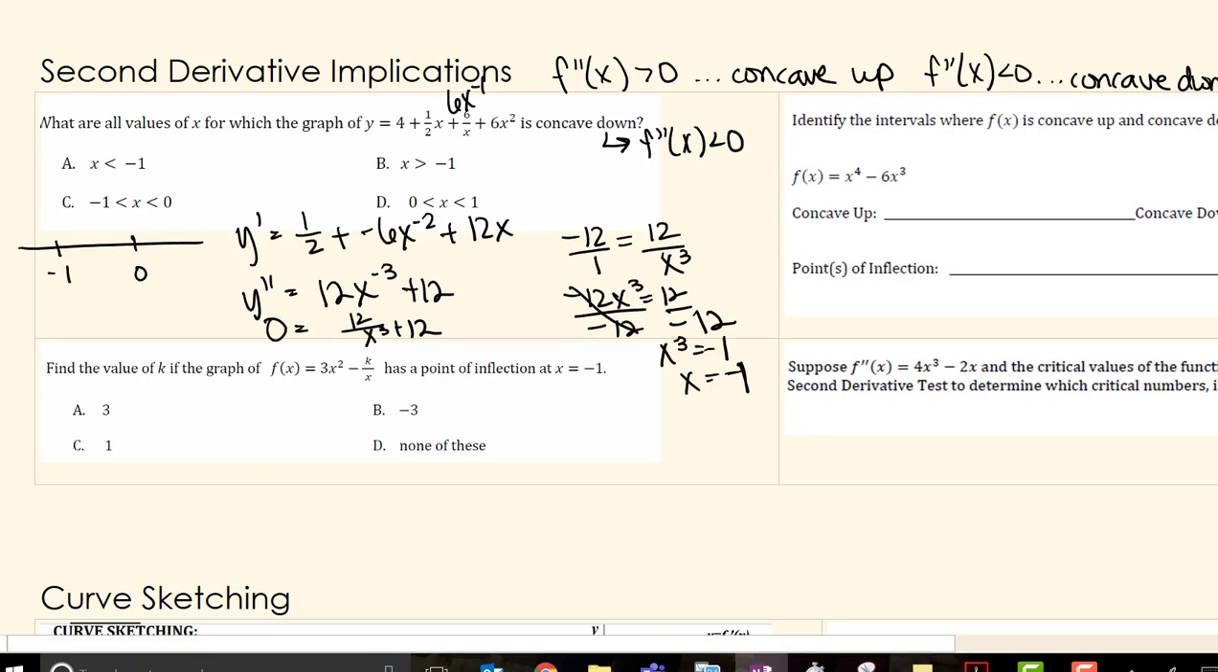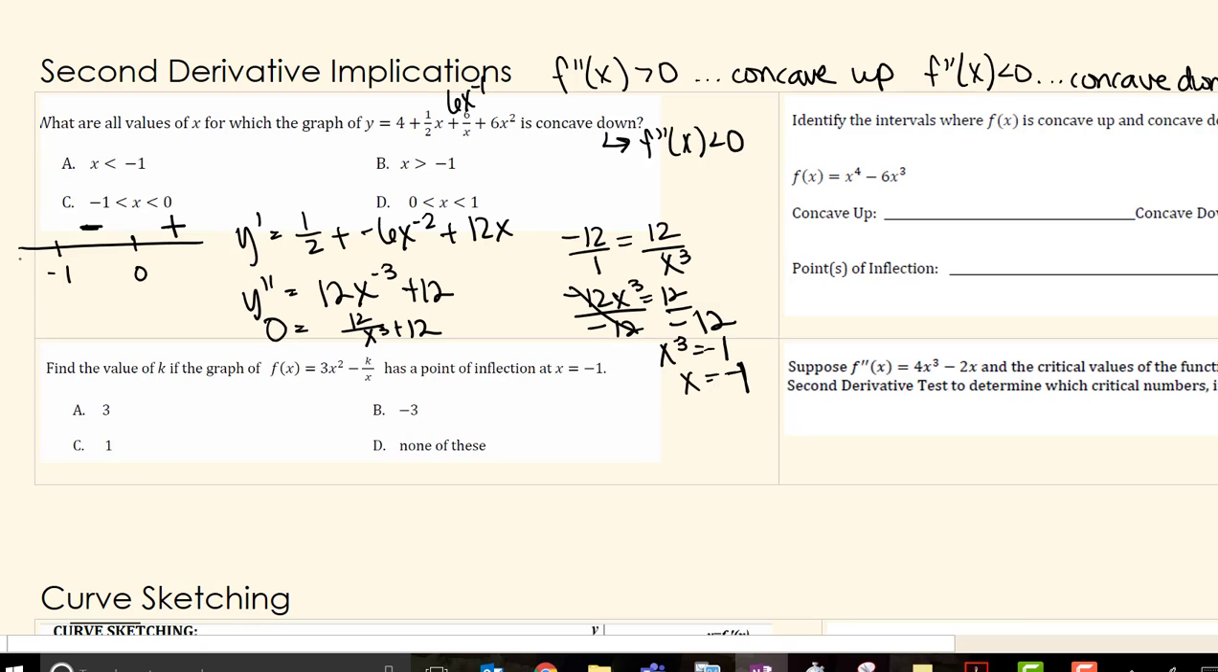Well, I know if I plug in anything that's above 0, so if I have 12 divided by 1 cubed, I would get a positive value. If I do anything between negative 1 and 0, 12 divided by a negative number, we know when we divide by a number less than 1, we're making that value larger. And so that will be a larger negative number than 12, and we're going to be adding 12 to that. So that would give us a negative value.